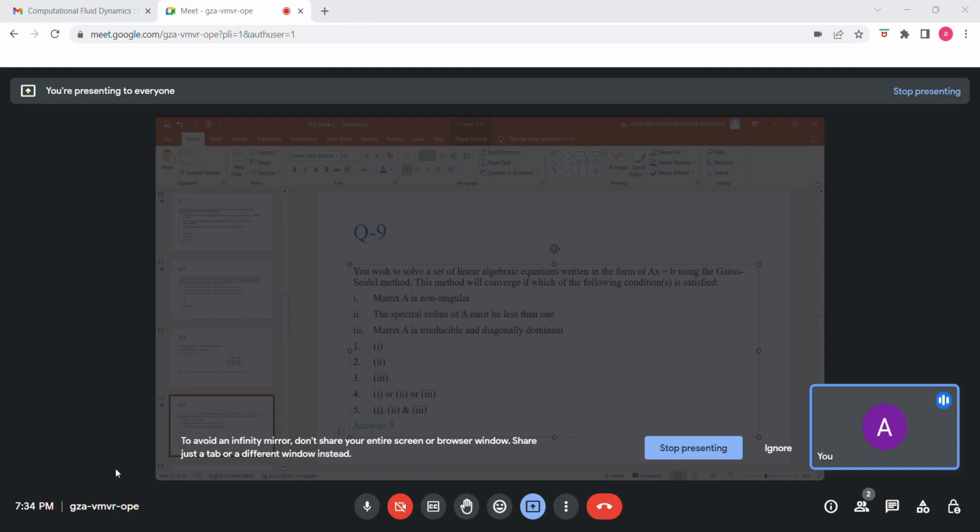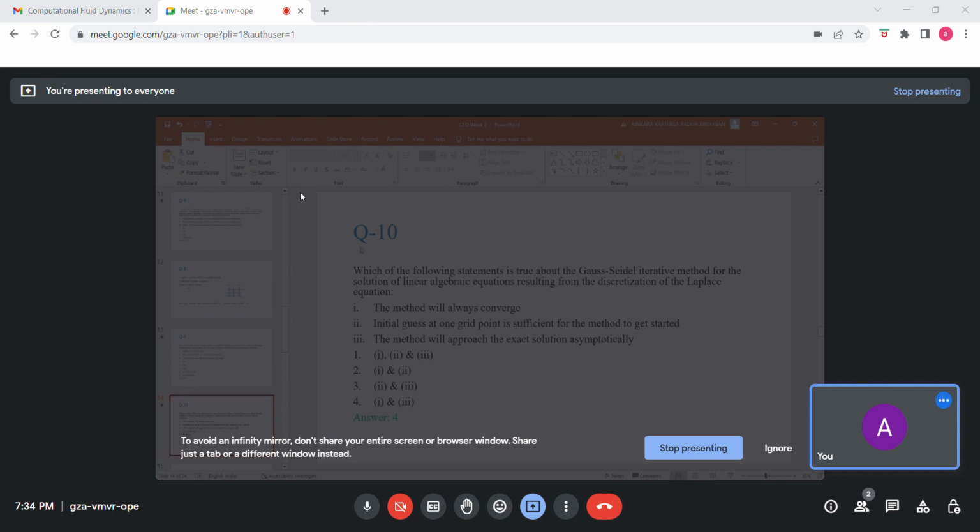Moving on to question 10, which of the following statements is true regarding the Gauss-Seidel iterative method for the solution of linear algebraic equations resulting from the discretization of the Laplace equation? When we discretize the Laplace equation and apply Gauss-Seidel, what is the criterion for the iteration to converge? The method will always converge. An initial guess at one grid point is sufficient for the method to get started. The method will approach the exact solution asymptotically.